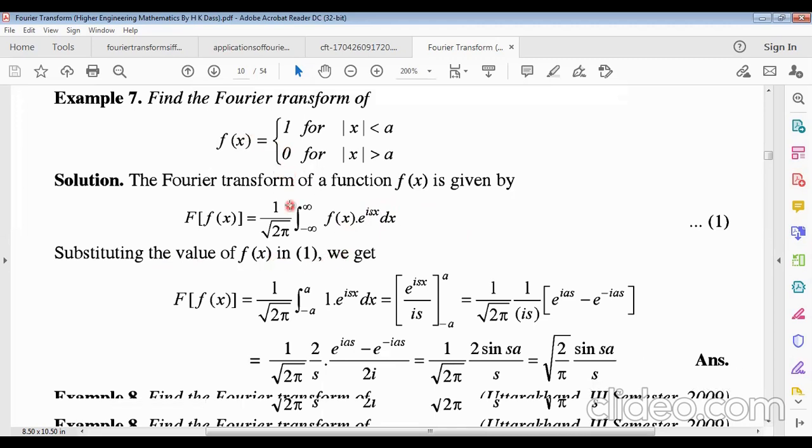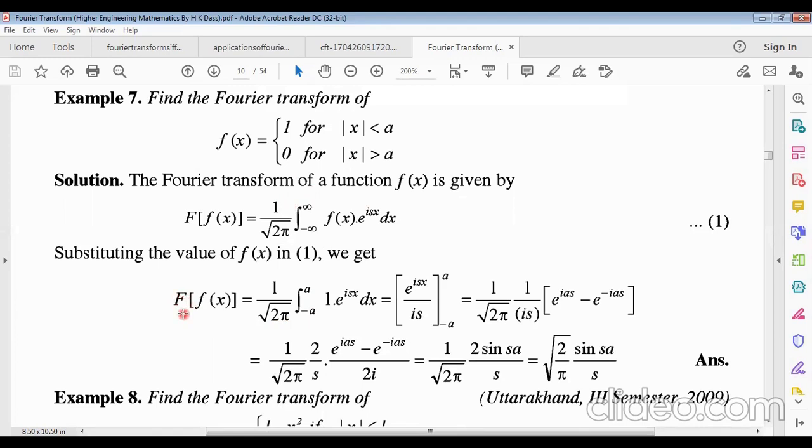Value of f of x is given, so the Fourier transform of f of x equals 1 by root over 2 pi. The integral limit will be what? For the first function, x equals minus a to plus a. f of x equals 1, and e to the power isx dx. For other values of x it will be 0, which is why we are not putting those values. f of x value is 1. Now this equals e to the power isx divided by is.